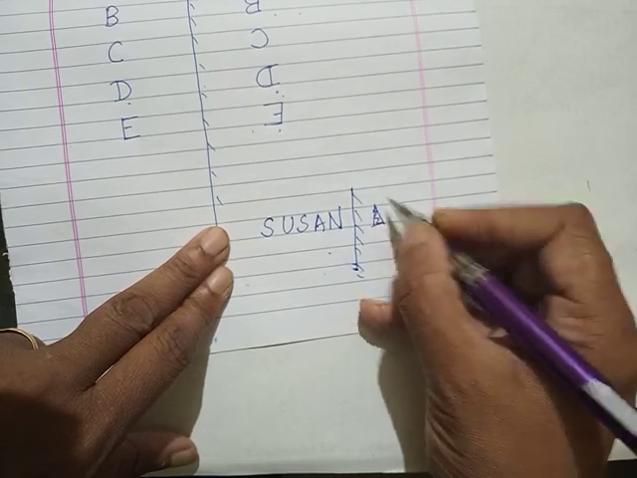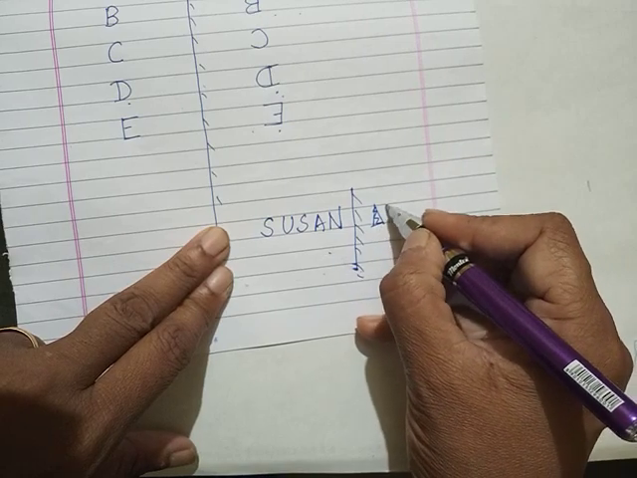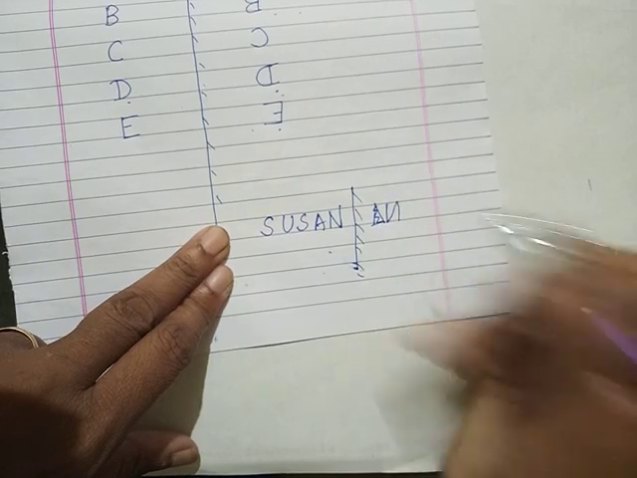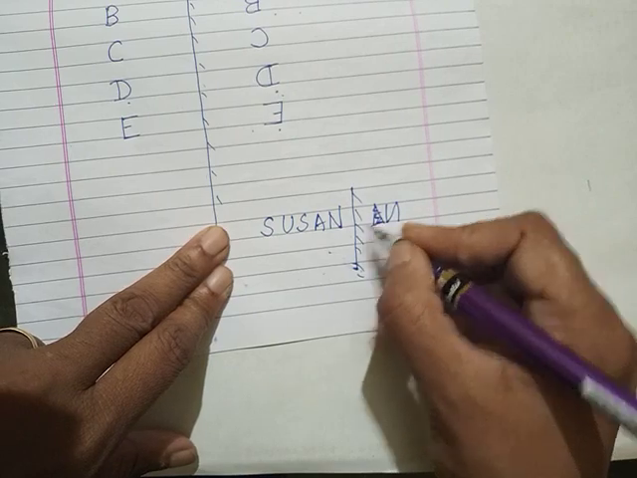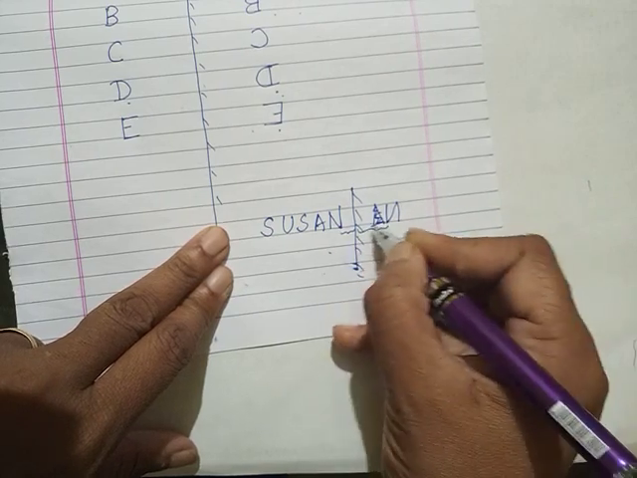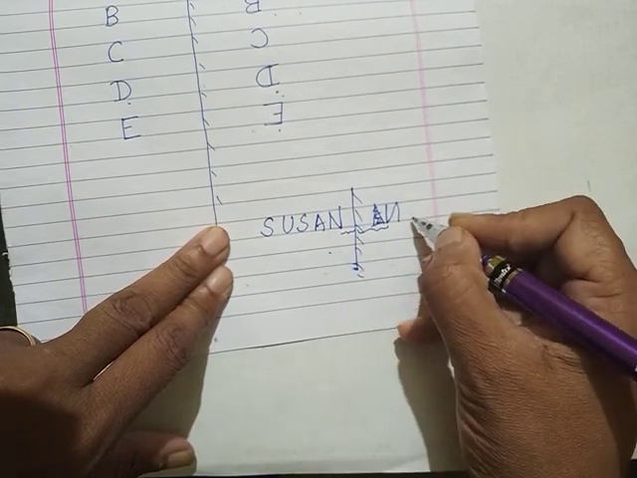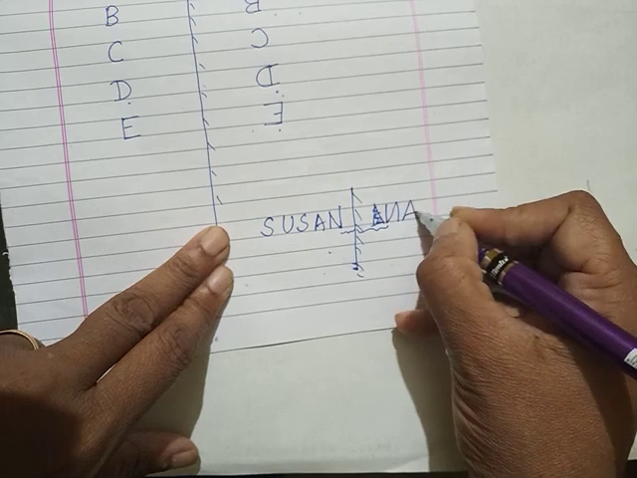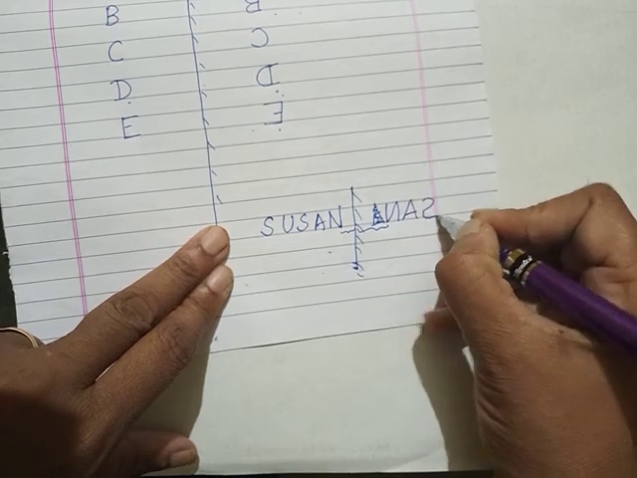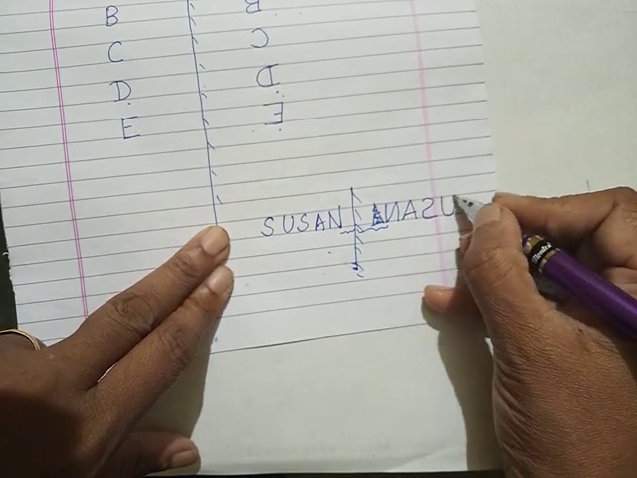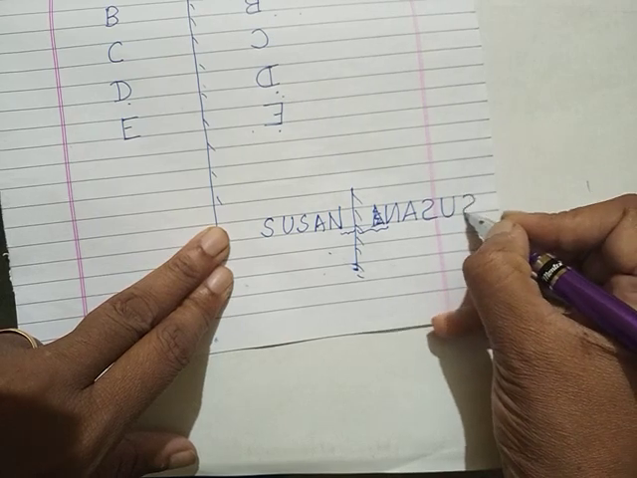Sorry, N, this distance and this distance should have been the same. I'm sorry. And then A will be the same, S will be like this, U again is symmetrical, and S will again be like this.